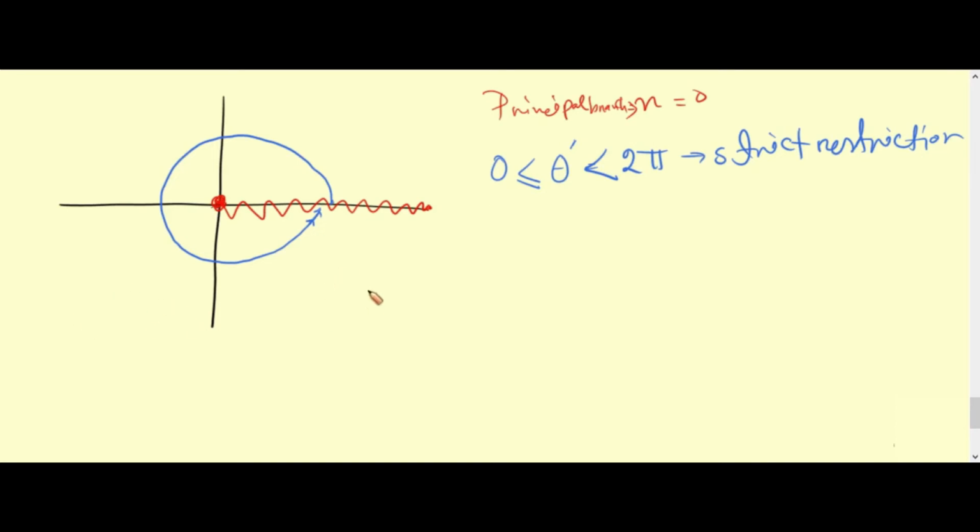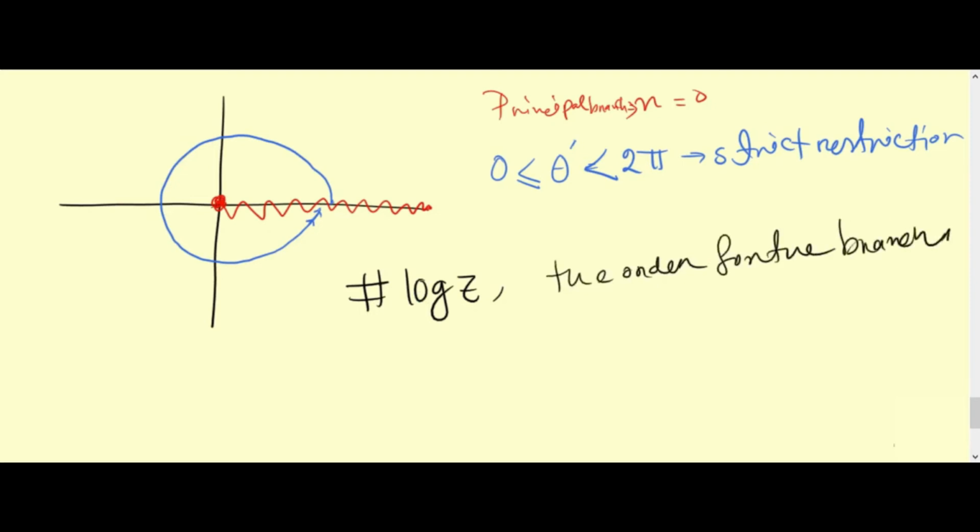So we say that for the log z function, that is, this is our function, the order for the branch is infinity. So what does this mean, that the order of this branch is infinity?